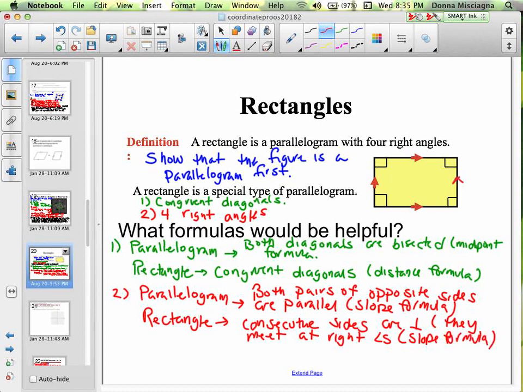All right, so in the rest of this video, I'm going to do the proof of the first situation. We're going to prove that the figure's a parallelogram by showing both diagonals are bisected. And then we're going to prove it's a rectangle by proving the figure has congruent diagonals. We do need both parts, right, because we want to prove that this is a rectangle, not just any old quadrilateral that has congruent diagonals, because then it could be an isosceles trapezoid.